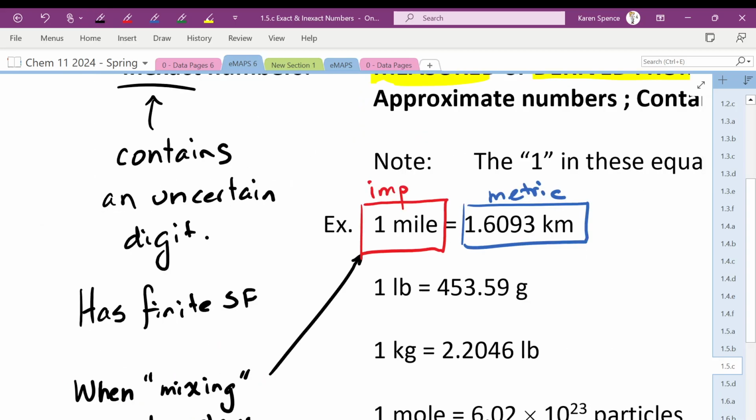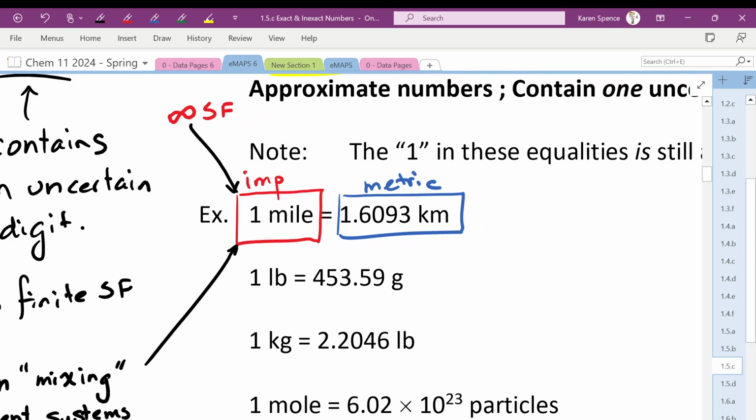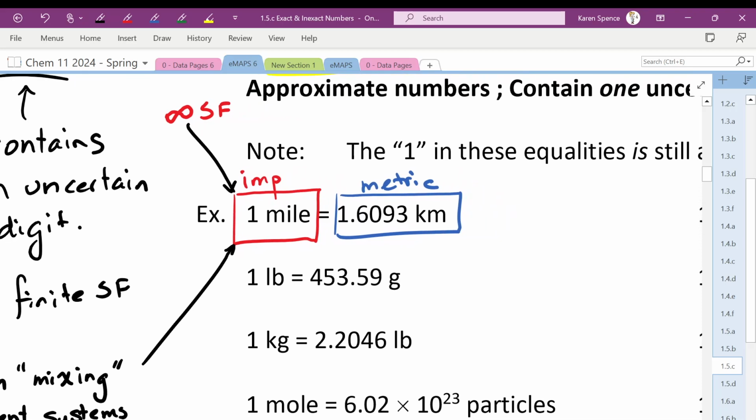So if we have this 1 mile, how many sig figs in 1 mile? It's that 1, so it has how many sig figs? Infinite. But now we have the other number in the other system, and it says 1.6093. That would be how many sig figs there? We need to count them now. How many? 5. 5 sig figs.